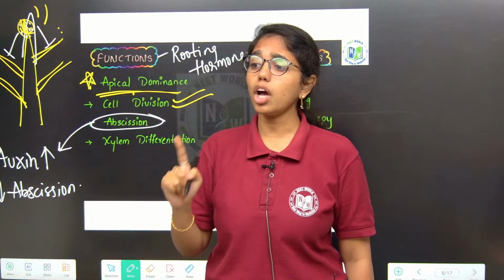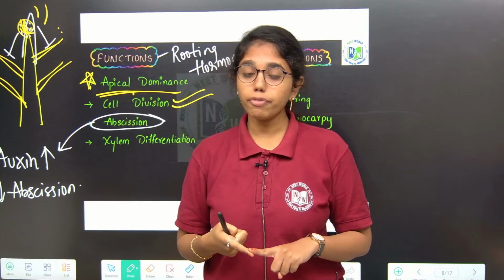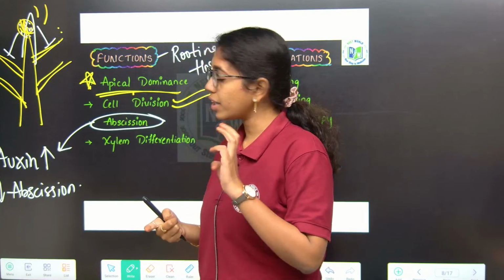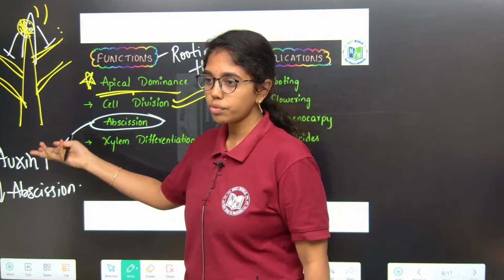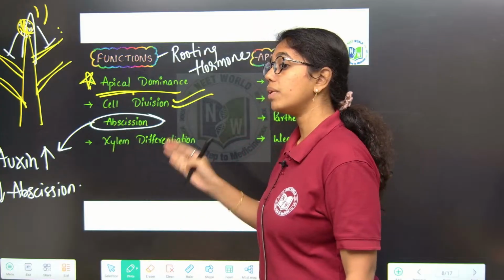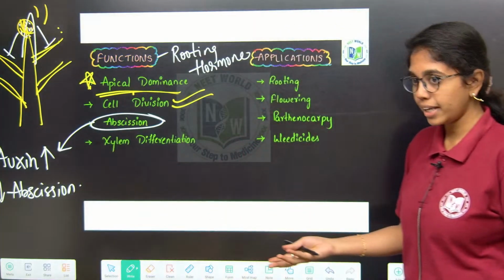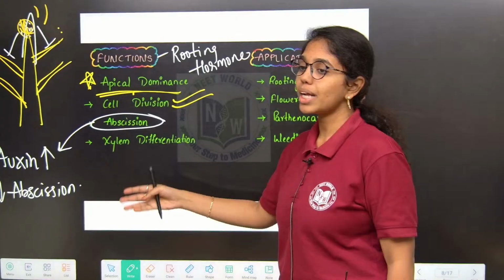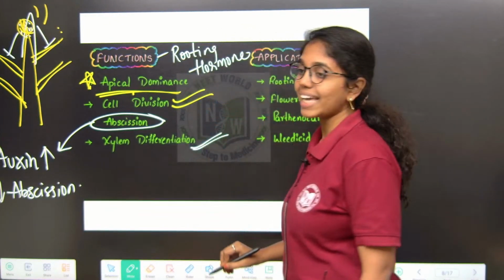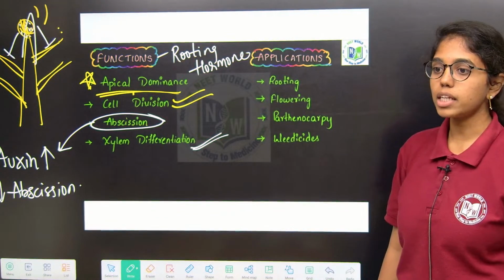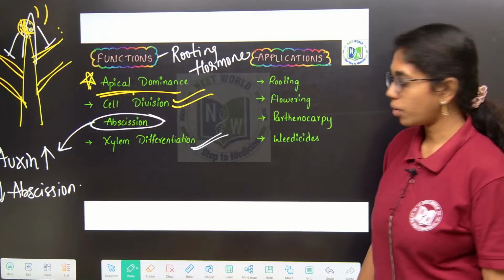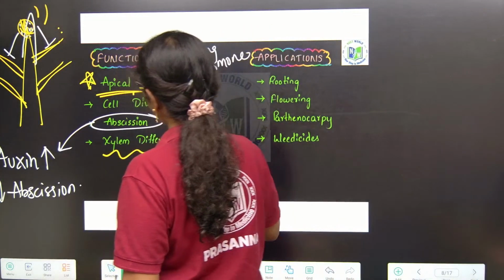Auxin concentration will be more in young fruits, young leaves, shoot buds, and young flowers. So their abscission will be less. Auxin concentration will be less in senescent fruits and dried leaves, so abscission will be more in senescent fruits and dry leaves. And auxin plays a key role in xylem differentiation, that is promoting secondary xylem and secondary phloem formation.